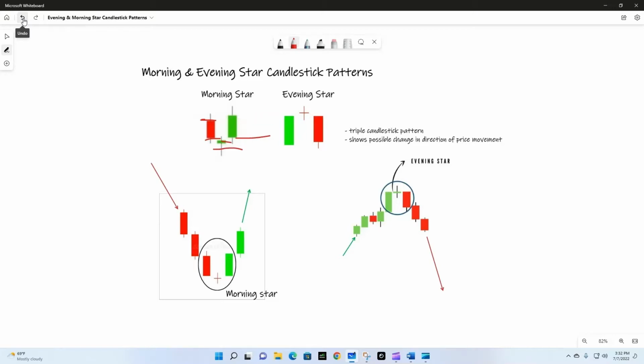Remember, most of the time you find them at the end of a trend, so you look for opportunities. If you see a morning star, you look for buying opportunities. If you see an evening star, you look for selling opportunities. Figure number 3 here shows how you can identify these candlestick patterns on a chart.